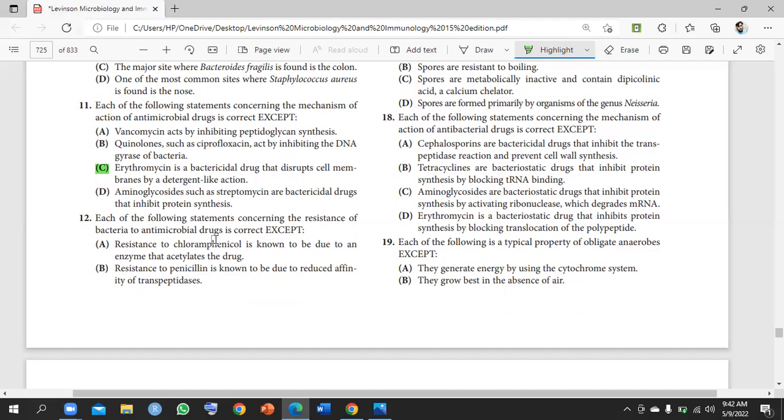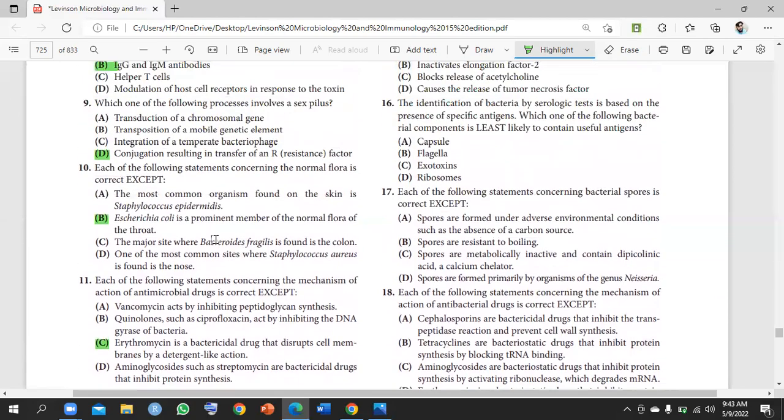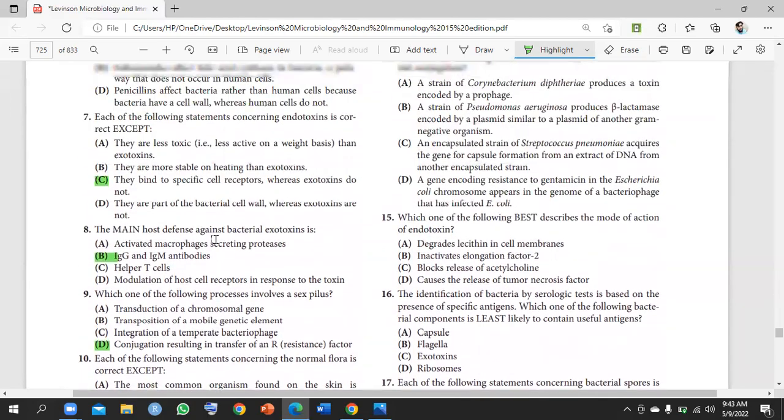Now, second is the resistance to penicillin is known to be due to reduced affinity of the transpeptidase. Basically, transpeptidases are penicillin binding proteins, and these proteins are involved in cell wall biosynthesis. So now bacteria show resistance in a sense that they modify their transpeptidase enzyme, so the penicillin can no longer bind to it. They reduce their affinity. So yes, this is also a type of resistance. We have to choose the wrong one, okay?